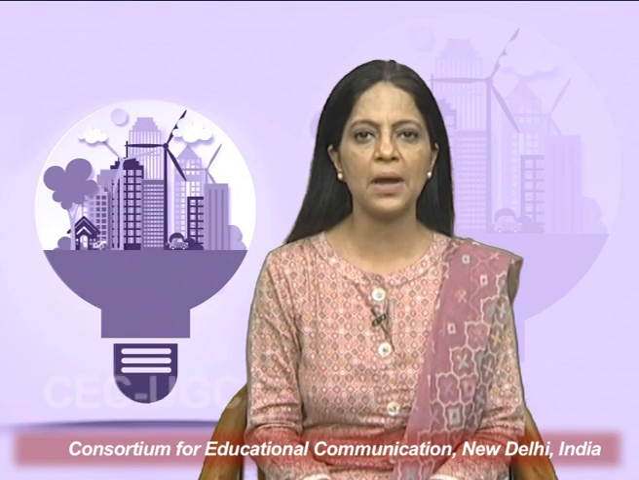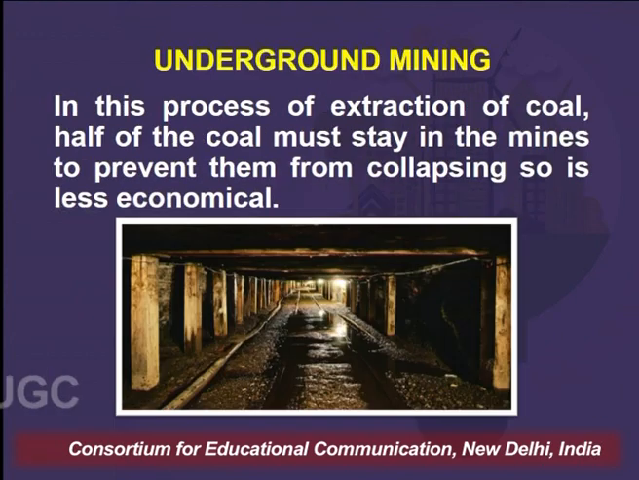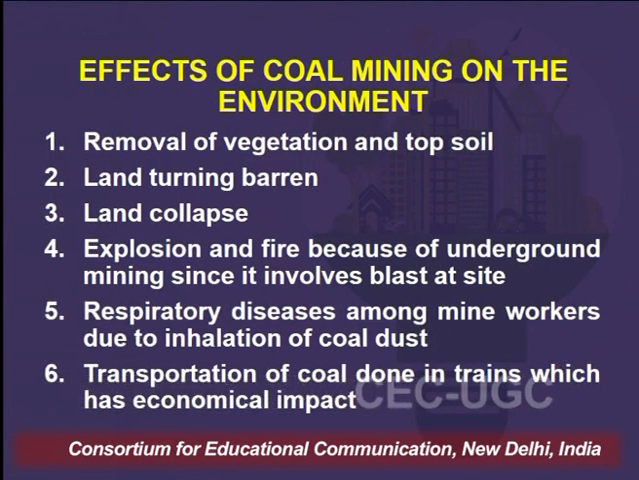And this strip mining is basically from the earth's surface and just below the earth's surface, as the picture is showing. And the second method of the extraction of coal is underground mining, in which half of the coal must stay in the mines to prevent the earth's crust from collapsing. So, this method is much less economical. Everything has its effects on the environment.